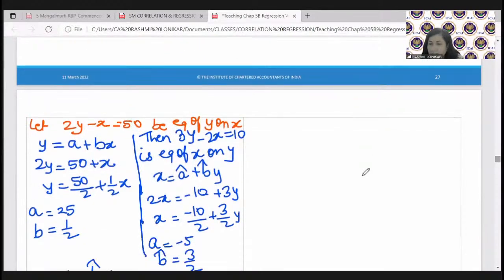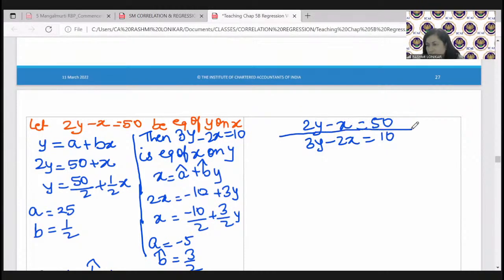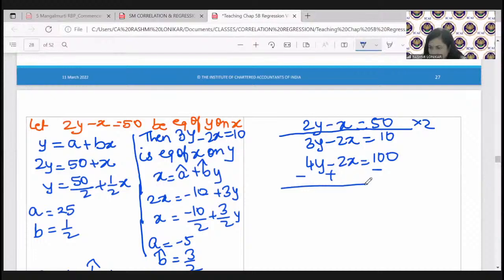Now they've also asked me to find the mean. So let me find out the mean also. 2y minus x is equal to 50 and 3y minus 2x is equal to 10. So multiplying the first equation by 2, what do I get? This is 4y minus 2x is equal to 100. Subtracting, this is minus x is equal to minus 90. X is equal to 90.